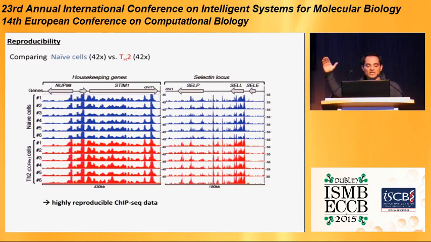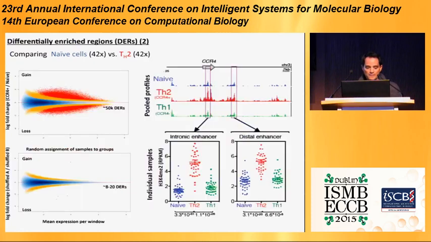So in general, here we are looking at a control region, at a housekeeping gene, where we do not expect any differences in the Me2 enrichment. And I'm showing you only some of the naive and some of the TH2 tracks here, and they pretty much look like photocopies. Of course, we have calculated correlations and so on. So overall, the data is highly reproducible.